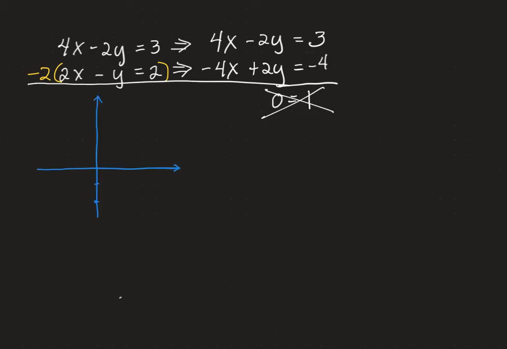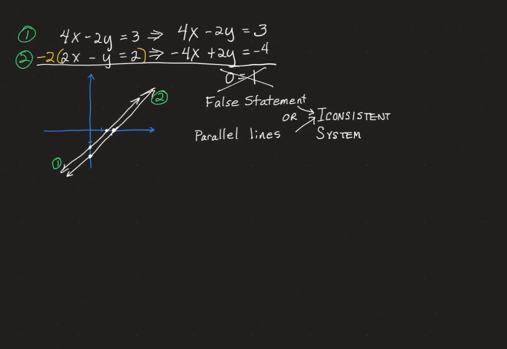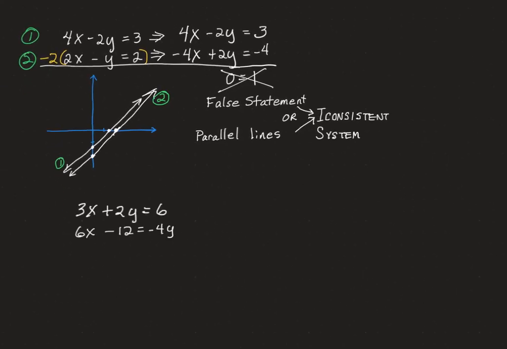I didn't do it earlier, but I'm going to label our first equation, equation number 1, and our second equation, equation number 2. So let's graph those. Now that I've graphed them, you can see that what we have is two parallel lines. They never touch. So if you have a false statement, or if you have a graph that shows parallel lines, you have an inconsistent system. There is no solution.